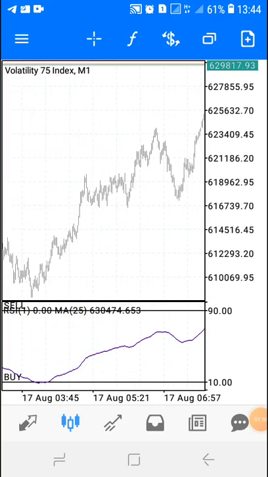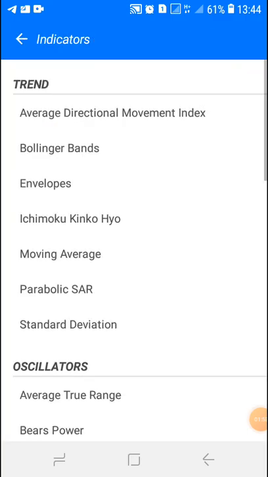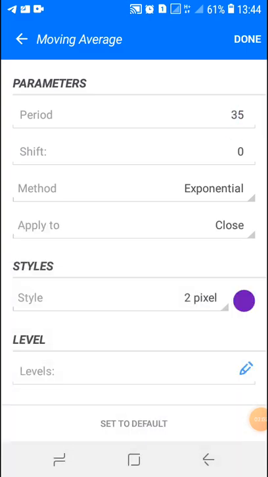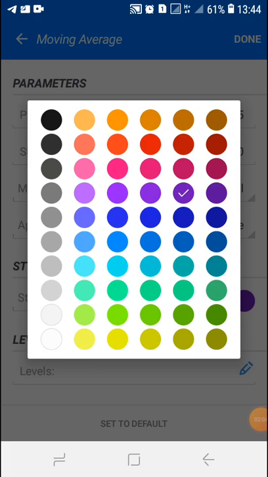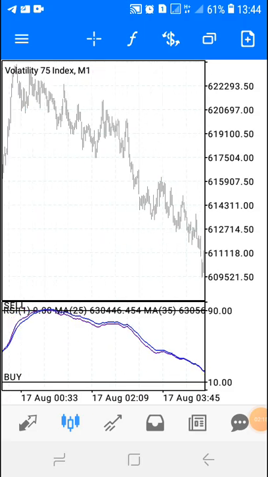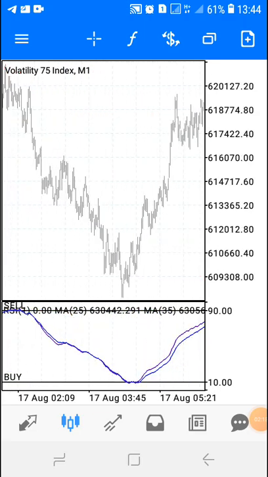And our second indicator is going to be another moving average. And we're going to make the color, let's make it blue. And the parameters should be like this: period 35, shift 0, method exponential, apply to close, style 2 pixel blue, levels, we won't need any levels. So this is how it's going to look like. You can see that we have 2 indicators on our chart, right?